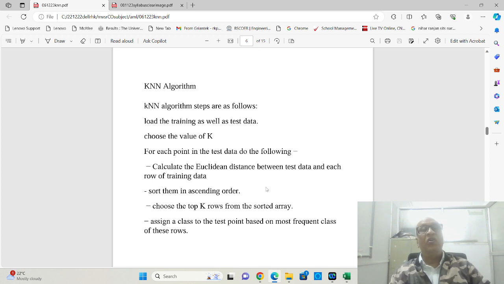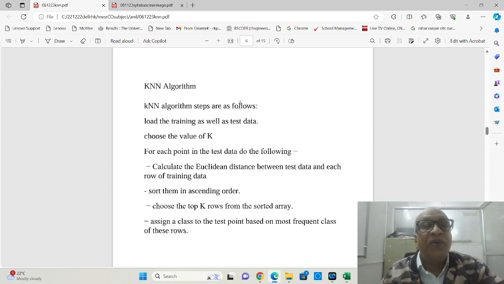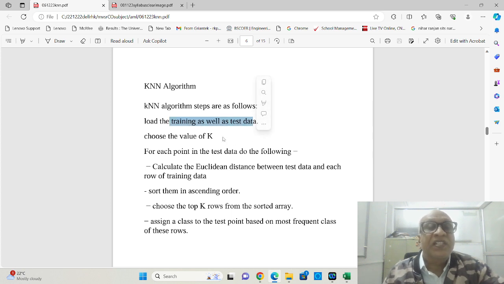Let us look at the algorithm now. K nearest neighbor algorithm. The steps for the K nearest neighbor algorithm are as follows. Load the training data as well as the test data. Choose the value of K.